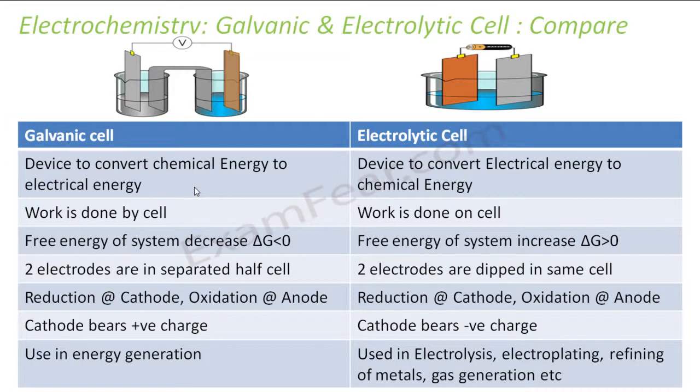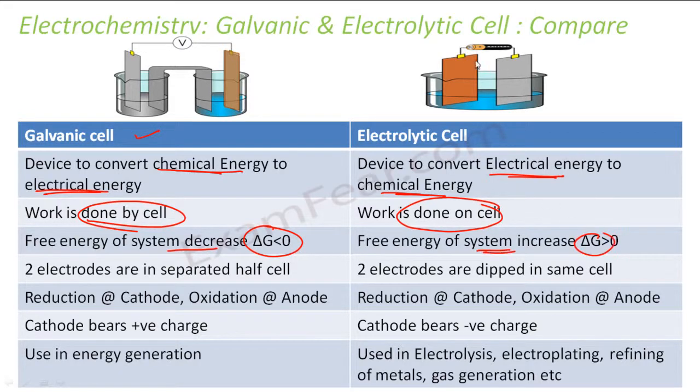Now let's first recap and see the difference between the galvanic and the electrolytic cell. The galvanic cell is to convert chemical energy to electrical energy. Electrolytic cell is just the reverse. It is used to convert electrical energy to chemical energy. So in a galvanic cell, you convert chemical to electrical energy, work is done by the cell. But in this case, you provide an extra battery and the work is done on the cell. Since work is done by the cell, the Gibbs free energy of the system decreases. Here the free energy of the system increases because you provide extra energy.